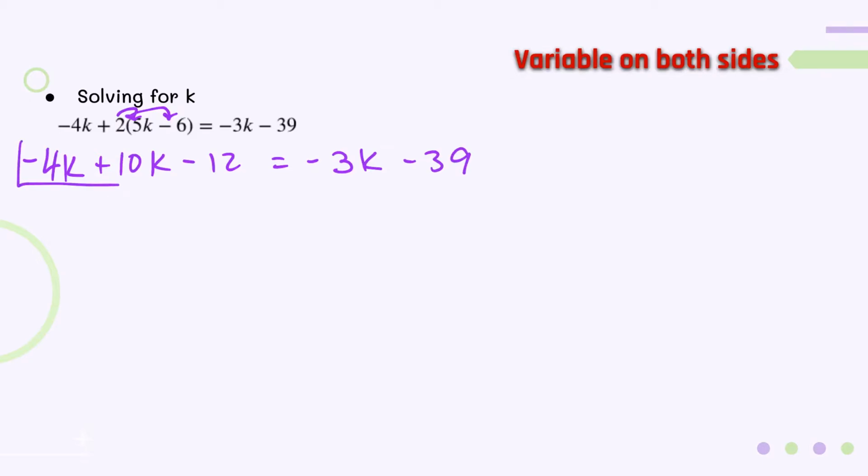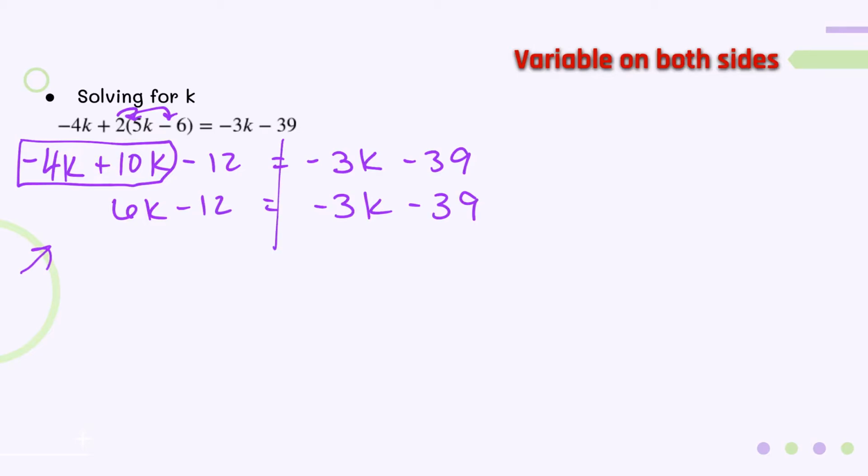I'm then going to combine my like terms. So I'm left with 6k minus 12 is equal to negative 3k minus 39. Now, because I have variables on both sides, I want to try to get my variables on the left-hand side of the equal sign. Sometimes that doesn't work, it's not the easiest way. But in this case, I'm going to try that.